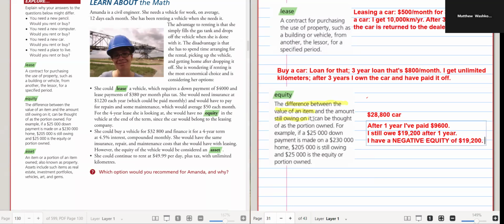$25,000 down payment is made on $230,000 on our home. I still owe $205,000. It's still owing, and $25,000 is the equity of the portion owned, right? So in this case, equity of the portion. So you can look at it this way: a negative equity is how much I still owe. Positive equity, or we usually just say equity, would be $9,600. I own $9,600 of this $28,000 car. Okay. So that's what equity is.